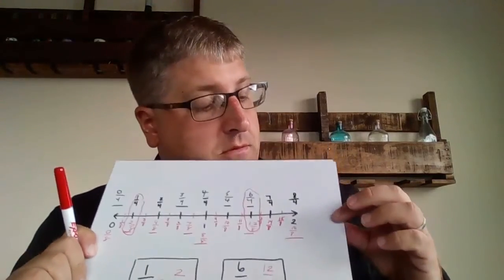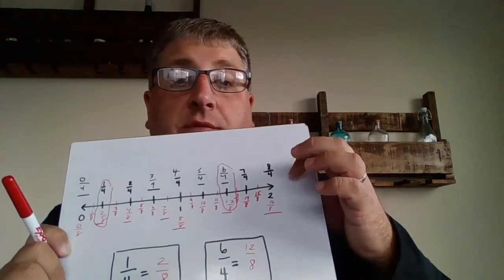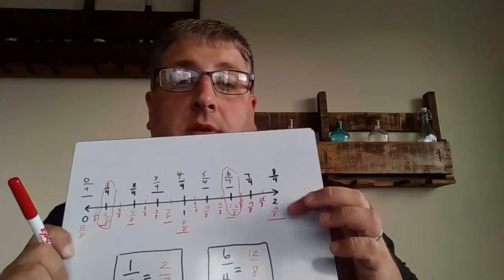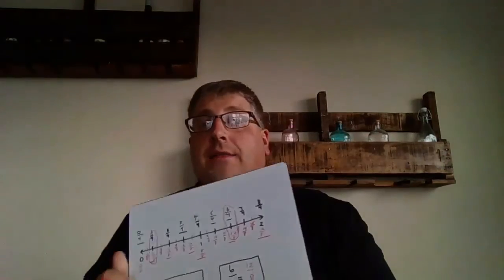Okay? 8/4, if you do the division, 4 and 8 goes 2 times. 8 and 16 goes 2 times. Okay? Those are all equivalent. They're all telling you the same thing.